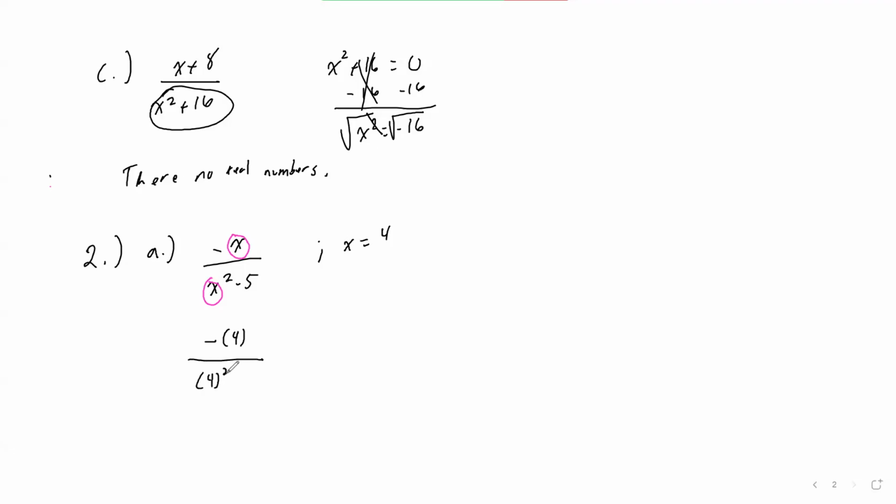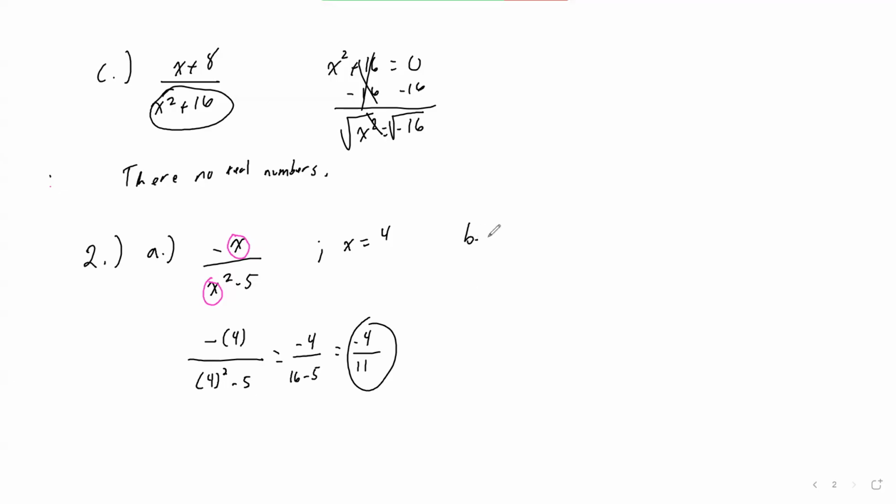Square on the outside of the parentheses, minus 5. So now I evaluate it. Negative times 4 is just negative 4. 4 squared is 16 minus 5. Nothing else can happen on the top. And then 16 minus 5 gives me 11. So my answer there would be negative 4 over 11.